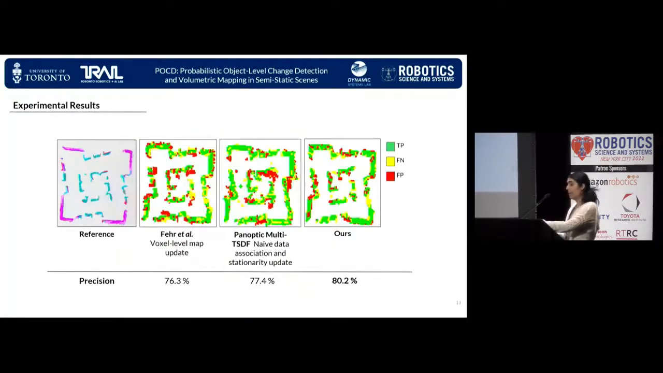We compare our work against 2 recent semi-static mapping methods, FAIRS, which does voxel-level updates, and Panoptic multi-TSDFs, which uses a heuristic to estimate stationarity. Our method outperforms the 2 in precision on our warehouse dataset, and the figures here show the final map produced on a sample trajectory. Our object-aware probabilistic method produces the least amount of false positives after a scene change, as highlighted in red, while maintaining a very high level of scene coverage, as shown in green.